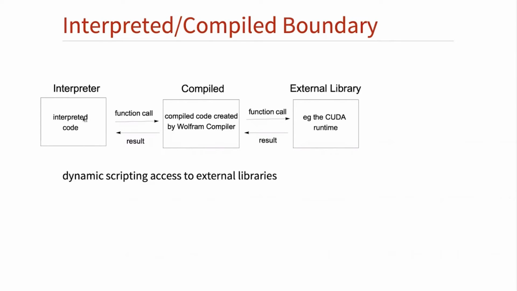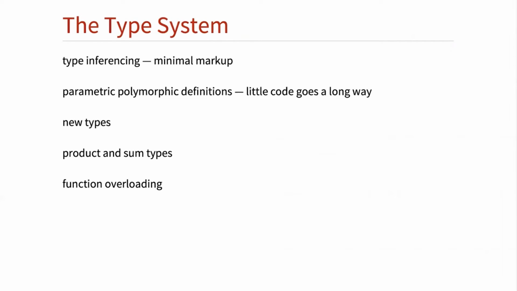So you can have this workflow. You have interpreted code that calls the compiler, and then the compiler itself can easily call some external library. It could be a library to do GPU programming and work with your graphics card, and then the results can come back. This gives a nice streamlined way to give dynamic scripting access to external libraries. So this is kind of powerful.